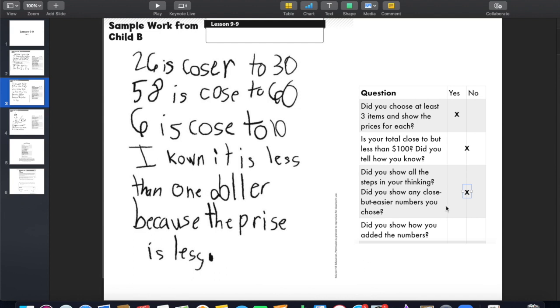Did you show how you added your numbers? No, they did not. So there would be some places for the student to revise. I think they'd also need to go back and double check, like I said before, because they're looking for a total that is less than $100.